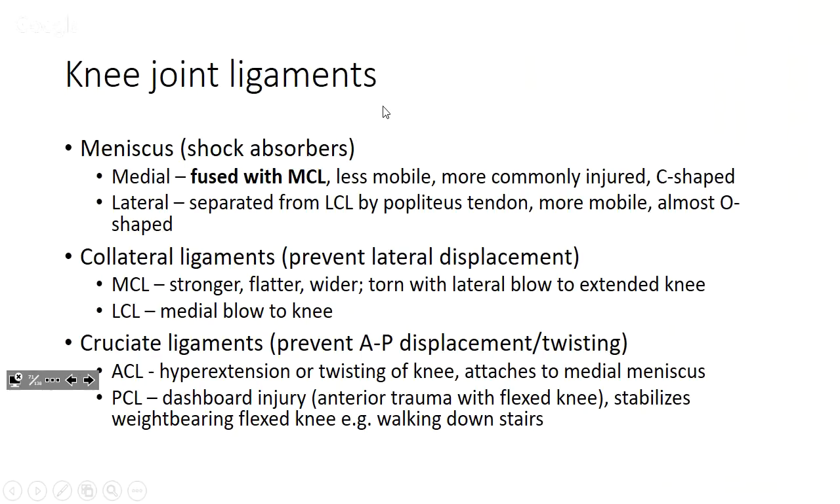Okay, so knee joint ligaments, the key things are you've got your medial and your lateral. What was tested before was the popliteal tendon. The key thing is the popliteal tendon separates the lateral meniscus from the lateral collateral ligament. So it's not directly attached, whereas we know the medial one is fused to the MCL. And that's why when you have the unhappy triad, when the MCL is damaged, it also damages the meniscus.